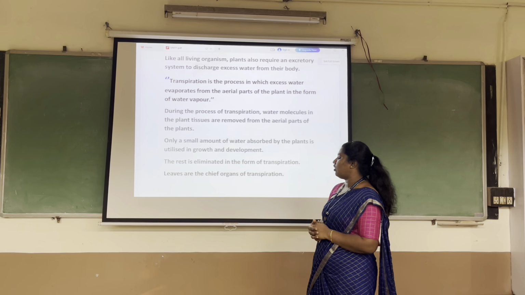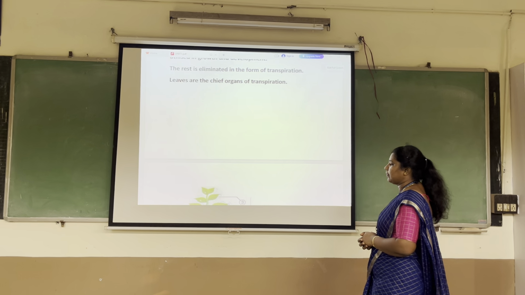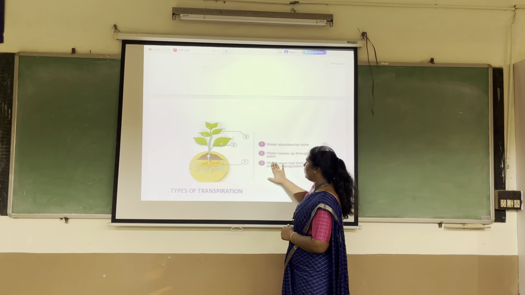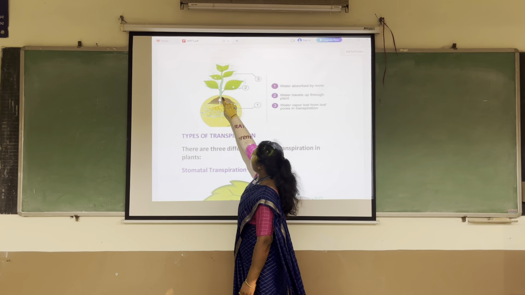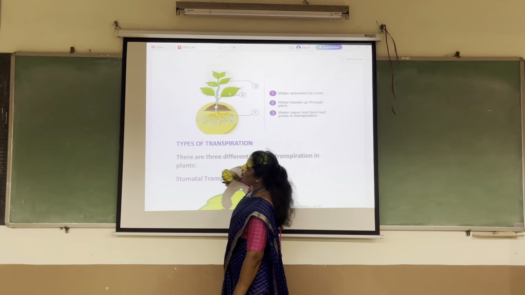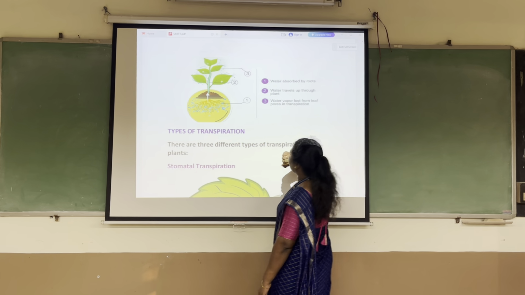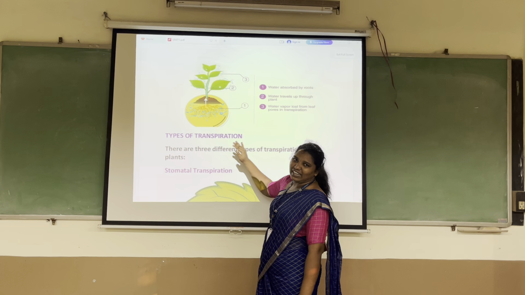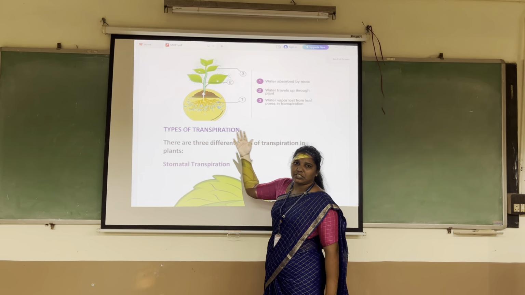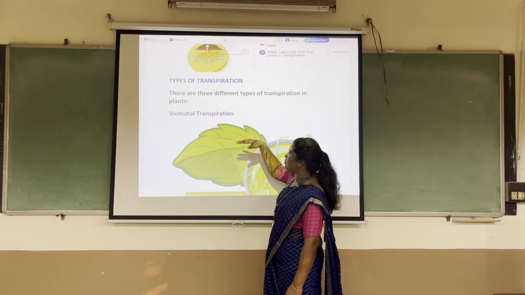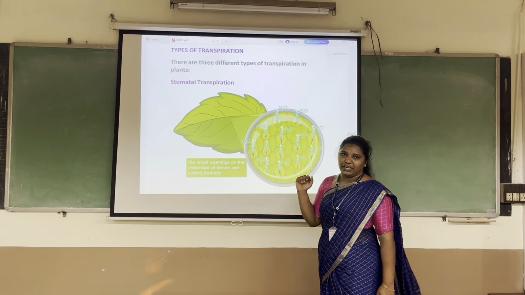Leaves are the chief organs of transpiration. Here we can see the plant body, how it is appearing: the root system, the leaves, the shoot. So what can we see as the aerial part? Only the leaves are observed as the aerial parts. Coming to transpiration, it can be of different types in a plant. Sometimes it takes place through leaves, sometimes through some other organs. There are three different types of transpiration in plants.